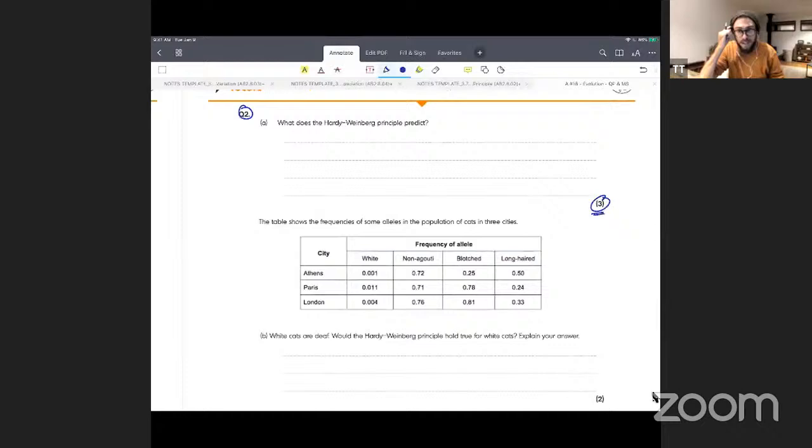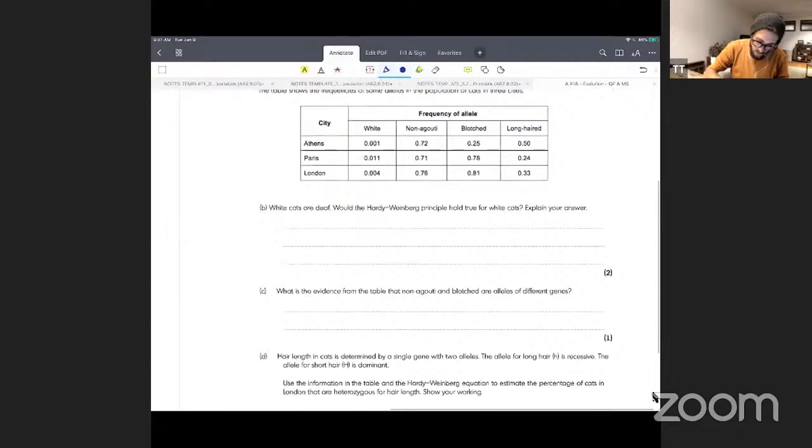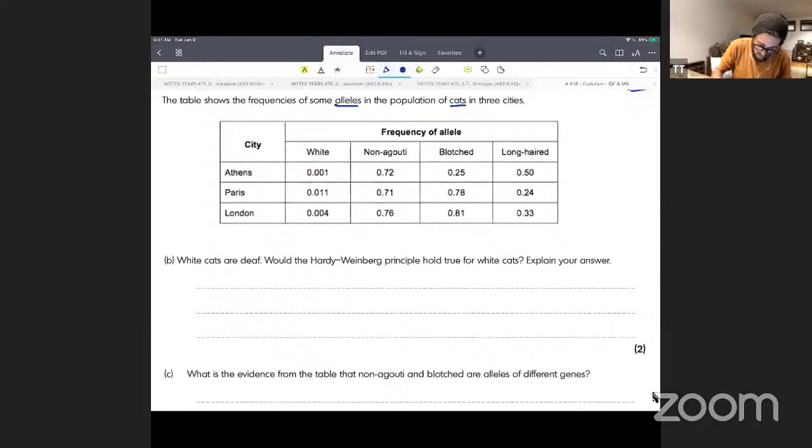So I put this in. We've got frequencies of some alleles in the population of cats in 3 cities. Okay, so we've got Athens, Paris, and London: white, non-agouti, blotched, and long-haired. White cats are deaf. Would the Hardy-Weinberg principle hold true for white cats, and give a reason?